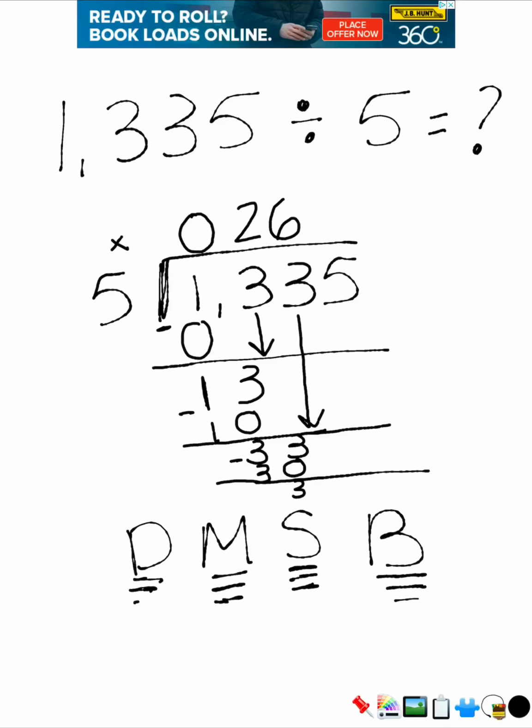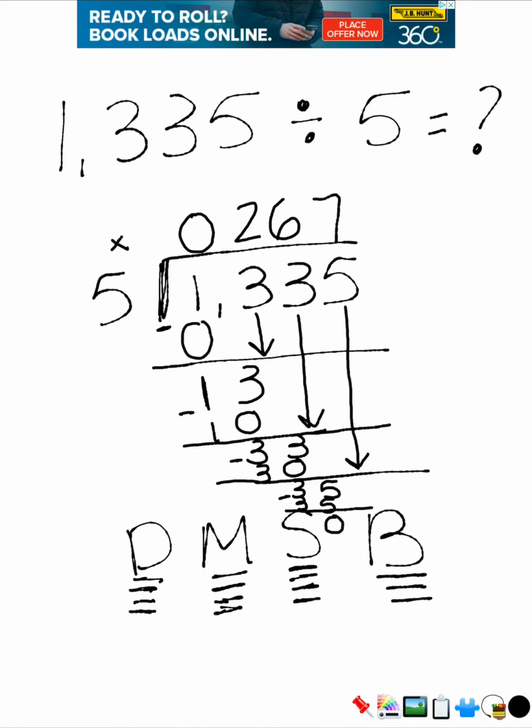And my last step is to bring down. So I have one more number to bring down. My 5 comes all the way down, and then I start again. How many times can 5 fit into 35? Here's my division. 7 times. Now I'm going to multiply. 5 times 7 is 35. I'm going to subtract those, and I get 0.